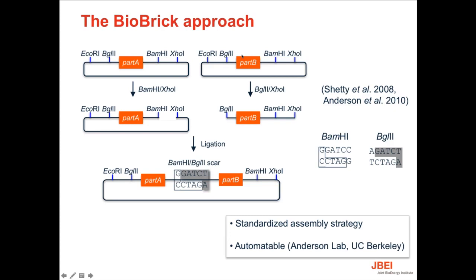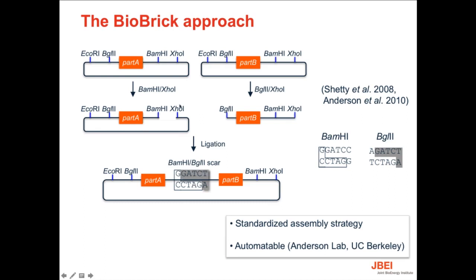Basically we have these standards where, flanking every DNA fragment that you might want to assemble together, you have two upstream enzymes. In the BagelBrick approach, it's EcoR1 and BAGEL2. And then downstream, you have BAMH1 and ZO1. So if you want to put together part A with part B, you can, for example, digest the part B vector with BAGEL2 and ZO1 to release that fragment. And then in the part A vector, you digest with BAMH1 and ZO1.